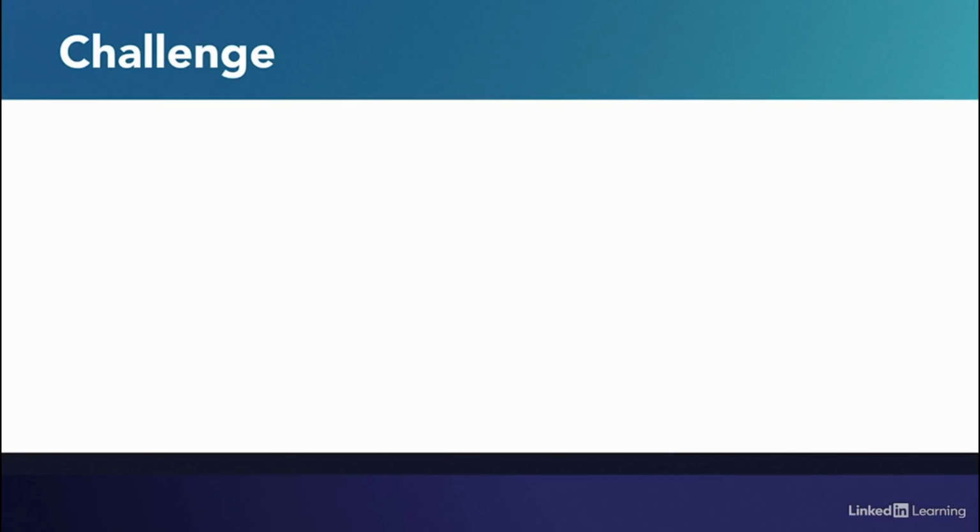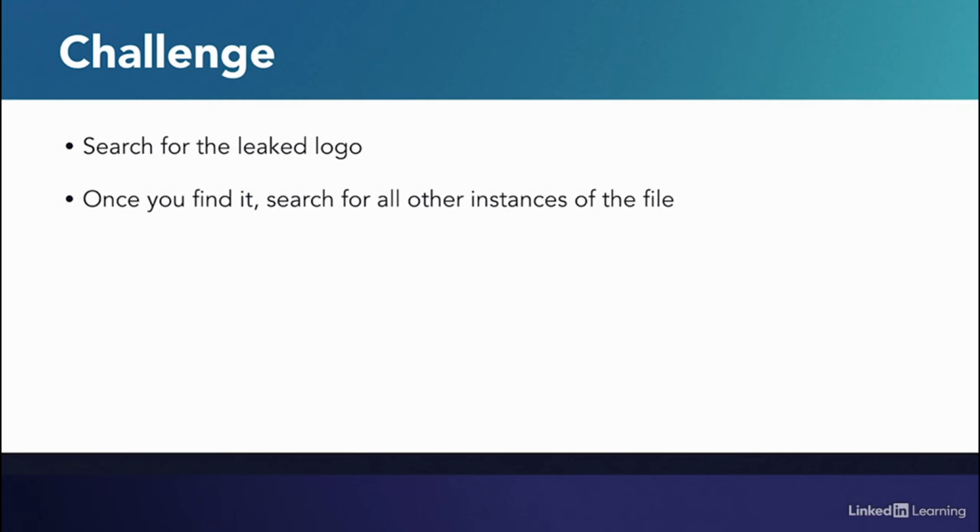In this chapter, we learned about file searching, tagging, and generating reports. For this challenge, I want you to search for the new logo that was leaked, and once you find it, look for all instances of the logo by using the file search capability and the hash of that logo. If you recall, we did actually see this new logo present in a previous challenge. Once you're done with that, go to the next videos for our solution.